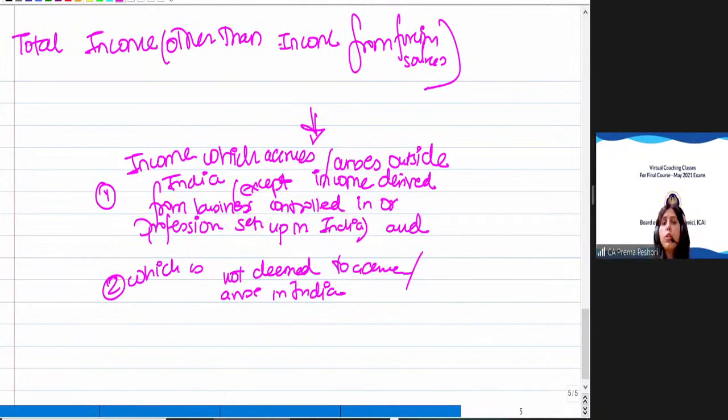So, what is income from foreign sources which will not be considered under total income? Income which accrues or arises outside India except income which is derived from a business controlled in or profession set up in India and which is not deemed to accrue or arise in India. So what do I mean by that?